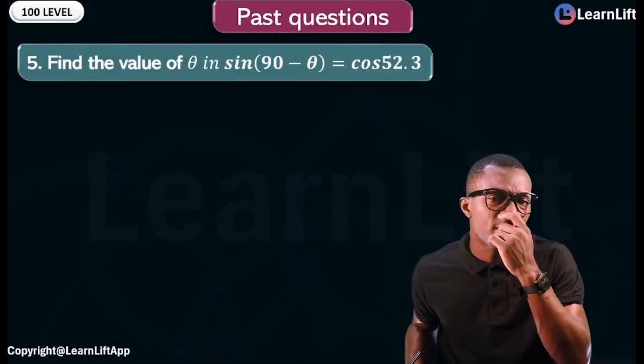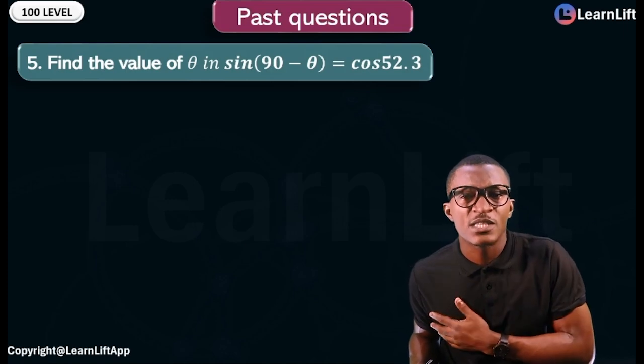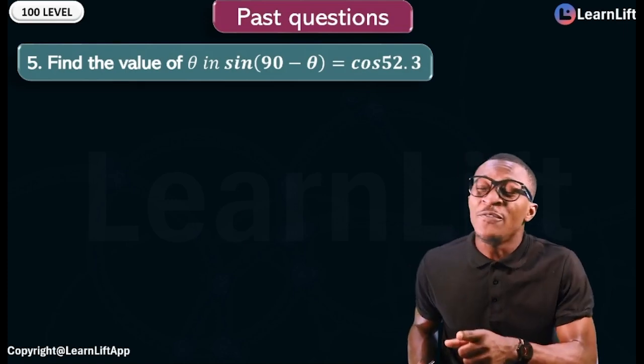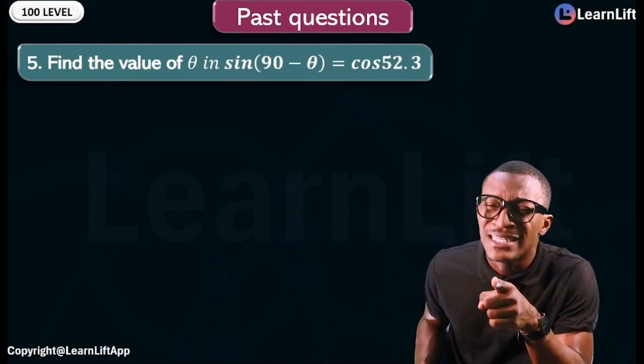Question 5. The question says find the value of theta given that sine 90 minus theta is equal to cos 52.3.